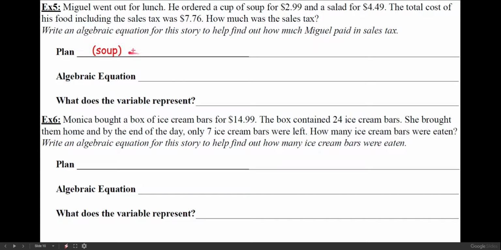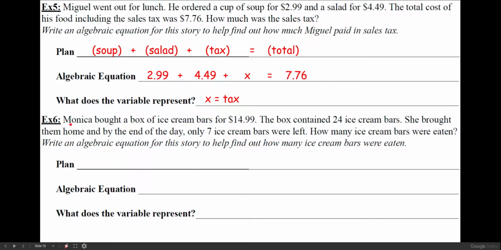Well, he pays for soup and salad and sales tax, and that equals the total. So what's the algebraic equation? Well, what is the soup? The soup is $2.99, so replace soup with $2.99. Bring down the plus. Salad is what, $4.49, so we're going to put $4.49 in place of the salad, plus the tax, and we don't know what the tax is, so we are just going to replace it with a variable. I'm using x instead of t because t might look too much like the plus sign, and that equals the total. And the total, do we know the total? We do, it's 7.76, and that's our equation. What does the variable represent in our equation? It represents the tax.